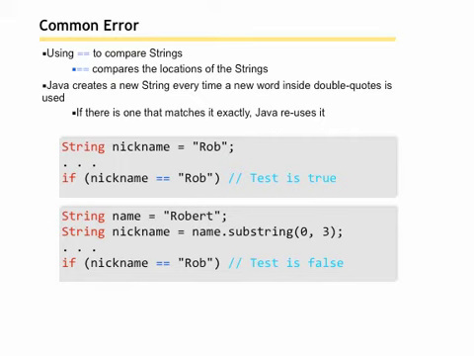It's a common error to use a double equal sign to compare strings, but that will compare the address of the string and not the string itself. So it compares the location and not the contents of that variable.